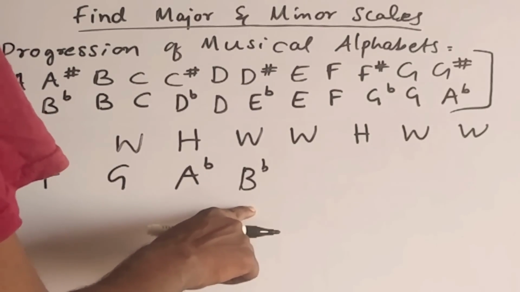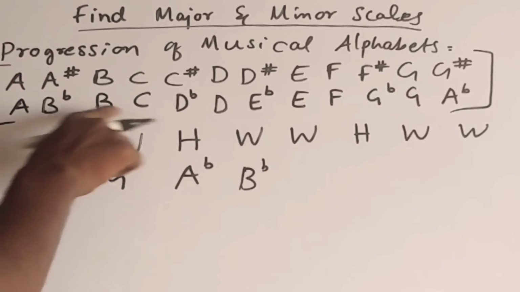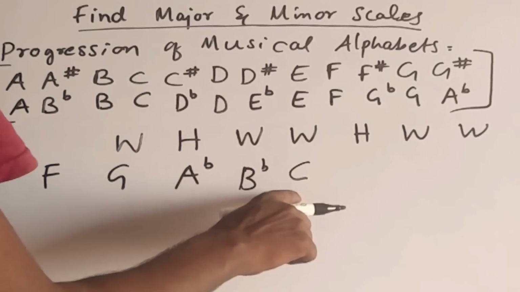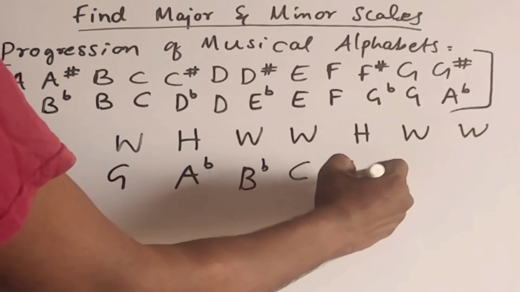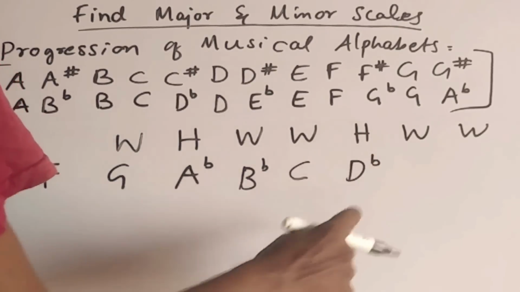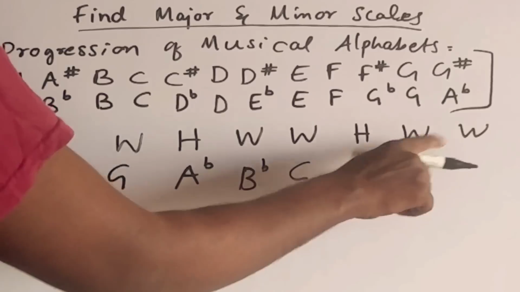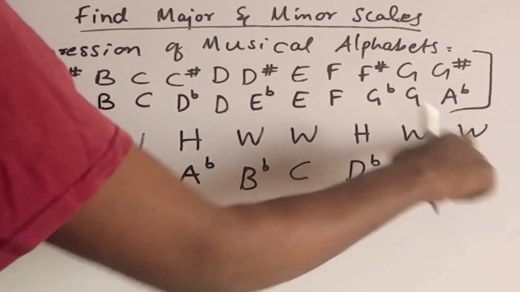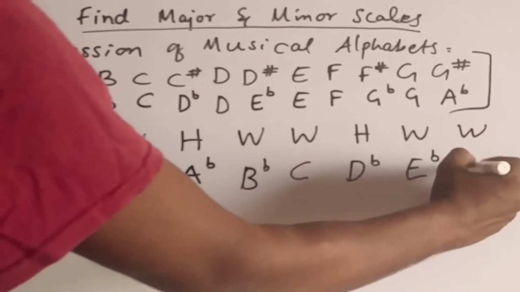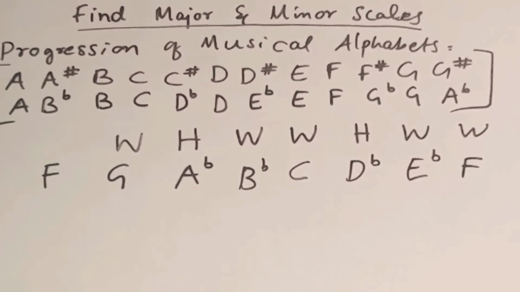From B flat the whole step is C. From C the half step is D flat. From D flat the whole step is E flat. From E flat the whole step is F. And that is the F minor scale.